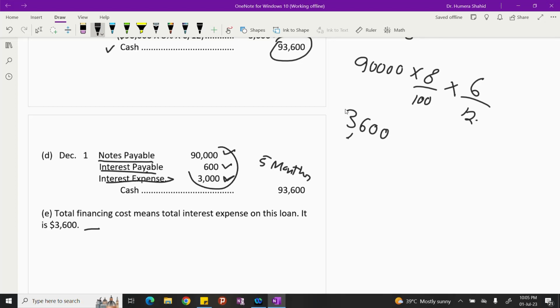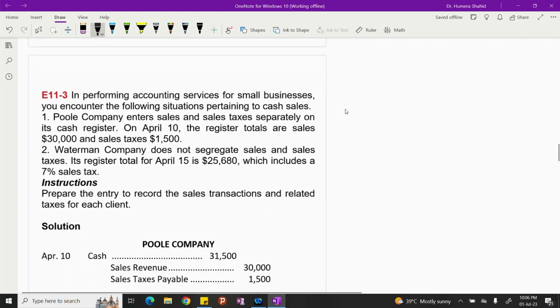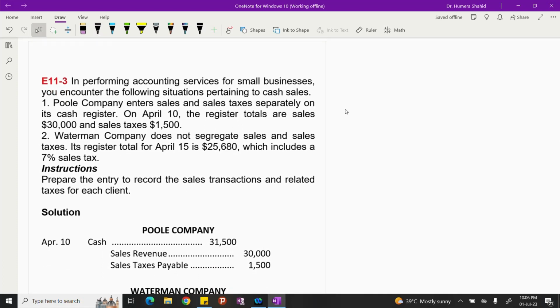So altogether, we are paying this amount, 93,600. And what is the total financing cost? I already told you the interest expense is the total financing cost. So 3,600 is the total interest expense for us. Let's move on towards our next question, which is 11-3.